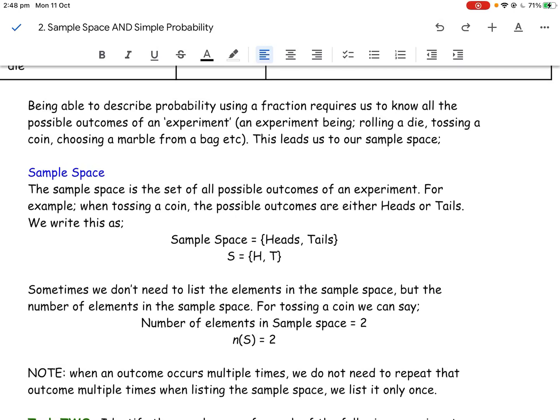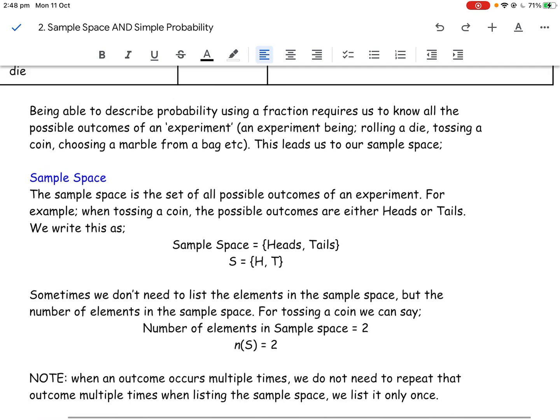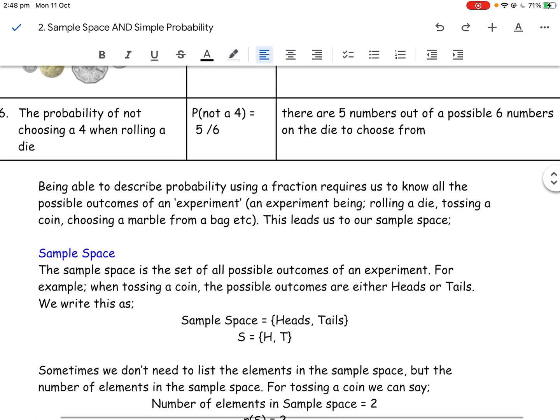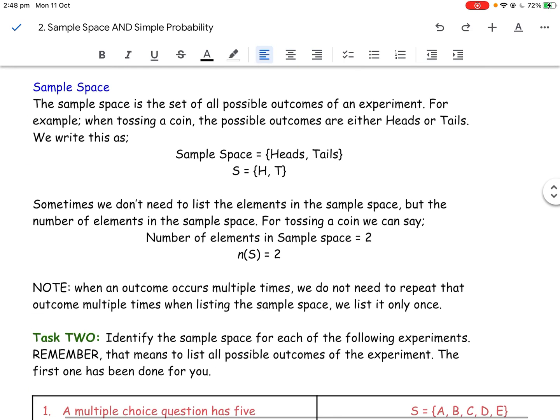Alright, so here's the second part. I think we just finished on that. Probability of not choosing, so it was 5 out of 6. Hopefully you're okay with that. Alright, so now sample space.